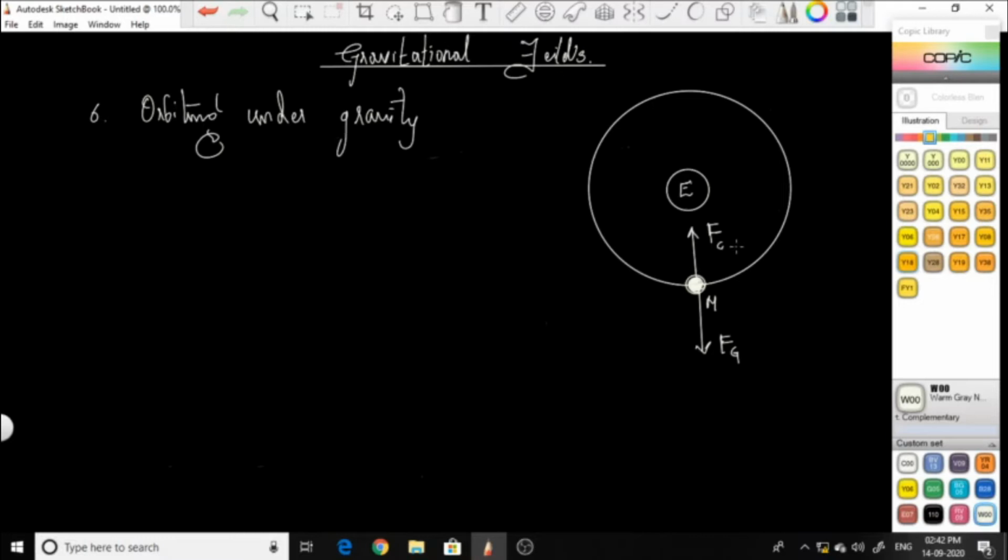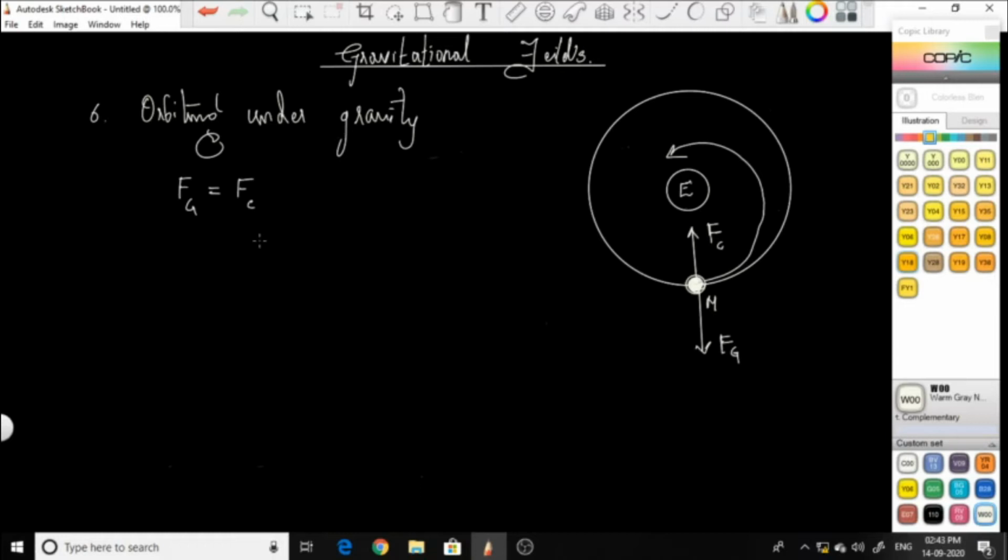If the Earth only attracts the Moon, what happens? Eventually, the radius of the Moon's orbit should decrease, and it should fall or collide into the Earth. But that doesn't happen. There is another force which balances the force of gravity, and that is centripetal force. So the force of gravity is balanced with the centripetal force. Now let's equate these two terms.